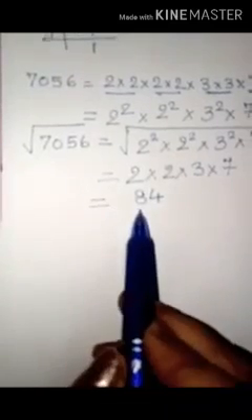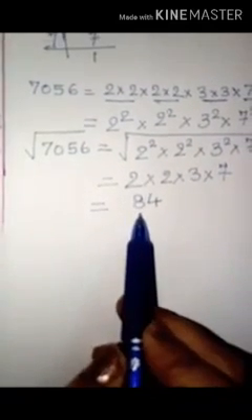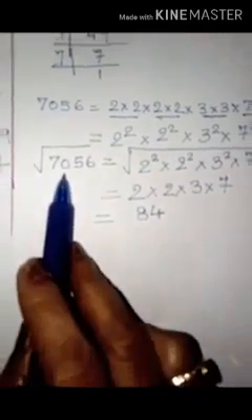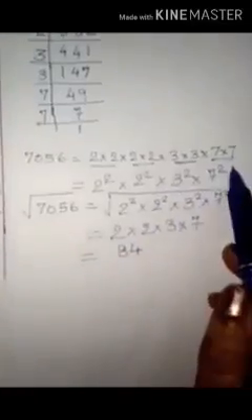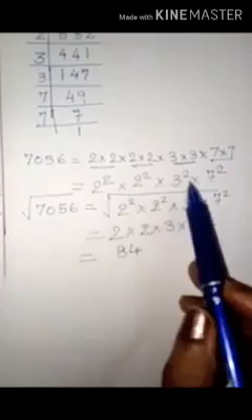So the square root of 7056 is 84. It means 84 multiplied by 84 gives you 7056. Let's see once again. First you have to find the prime factors and then write the number in the form of its prime factors. Put them in the form of squares.